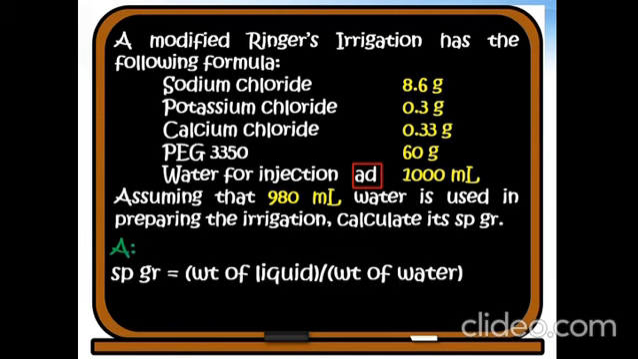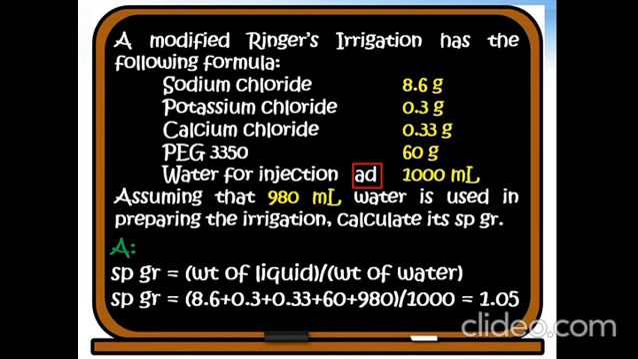And let's look at the solution. The definition of specific gravity: weight of liquid divided by the weight of the same volume of water. So let's add all of this together: the weight of the sodium chloride, the weight of potassium chloride, the weight of calcium chloride, the weight of PEG, and the weight of the water used.